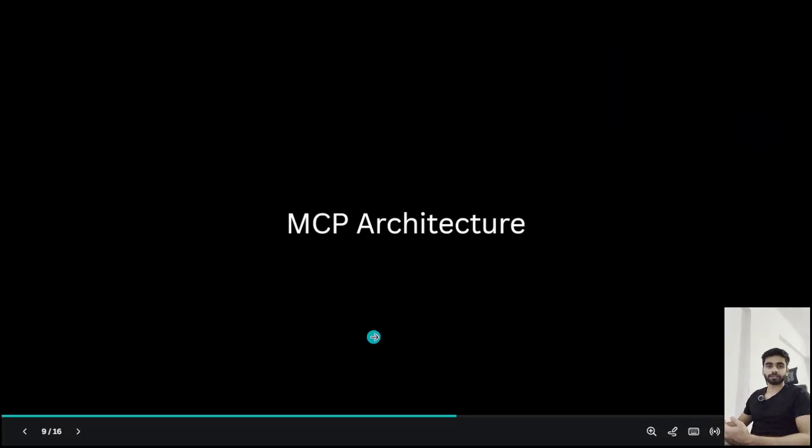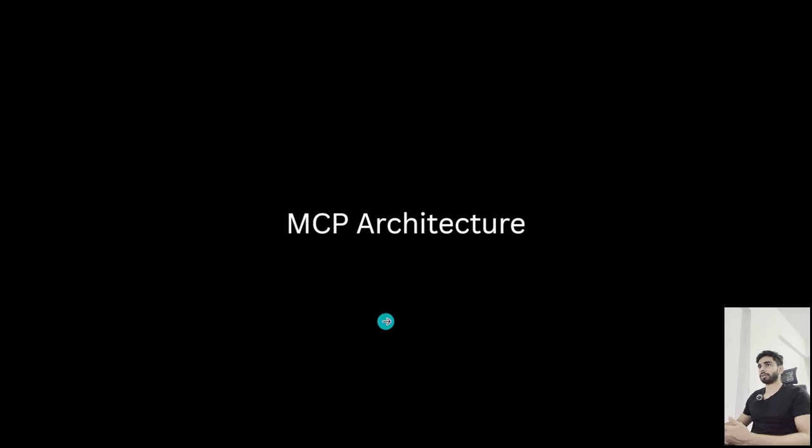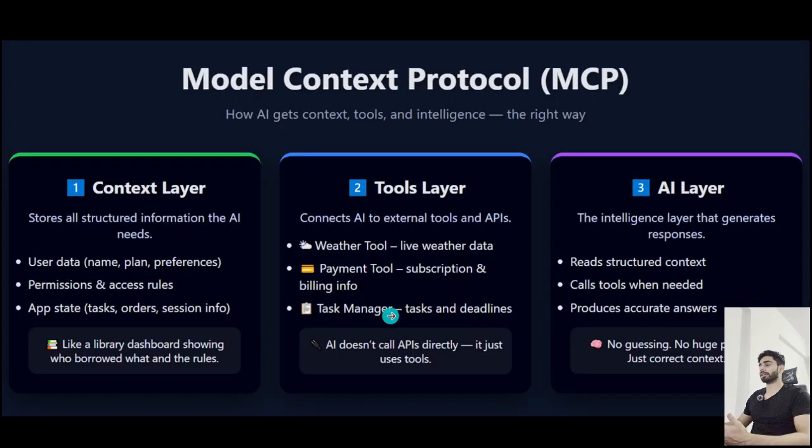Now, what is the architecture for MCP? So MCP, or Model Context Protocol, is a smart middle layer between your app and the AI. Its job is to organize context, provide tools, and make sure AI always has the right information without repeating long prompts. So here is the breakdown.